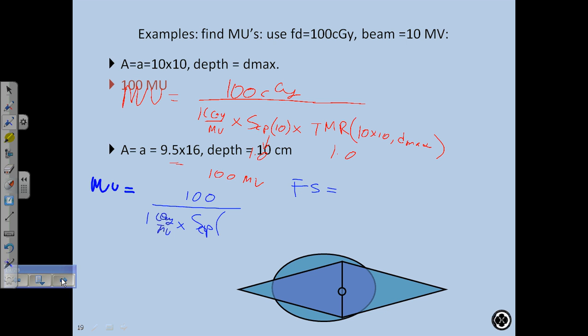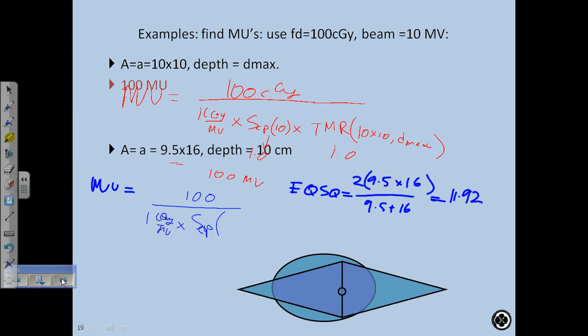Sometimes you might not be at 100, you might be at 110 or something different. Calculate your equivalent square factor, your field size, your depths. So what's your field size? 11.91. I should say the field size is the equivalent square. I got 11.92. So it's 2 times 9.5 times 16 over 9.5 plus 16. What did you get? 11.92. Okay.